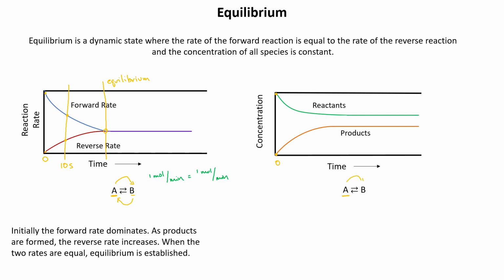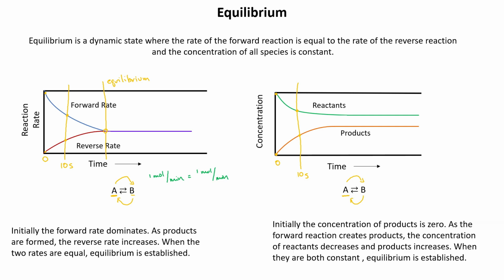Again, A converts to B, B starts to convert back to A. And again, let's say this line represents 10 seconds. You can see our concentration of A has decreased, it is being used up. Our concentration of B has increased as it has been being formed. And then when is equilibrium established? Well, it's established when these amounts or these concentrations are constant. So when these curves in my plot level off, that's when equilibrium is achieved.